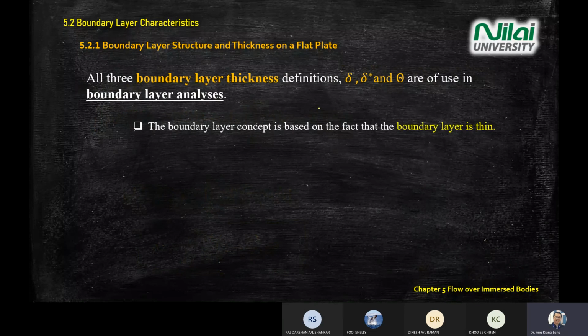So you have three types of boundary layer thickness. The first one, the normal one. The second one with the star. The third one is like an omega shape, and this one is the momentum thickness. So you have three types of boundary layer analysis. Either you find this one, or this one, or this one.